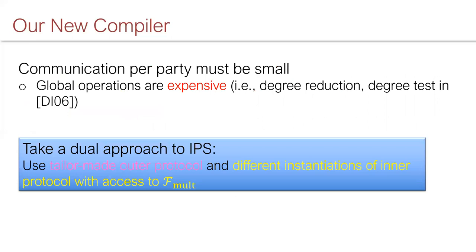The next observation is that the amount of work per party must be small. So keep in mind that prior instantiations for the outer protocol, such as Damgard Ishai 06, will not work here since they use global operations such as degree reduction that are expensive and costly when emulated by the inner protocol. In this work, we take a dual approach to IPS, where our outer protocol is tailor-made, while using different instantiations of the inner protocol with different security guarantees and efficiency analysis.